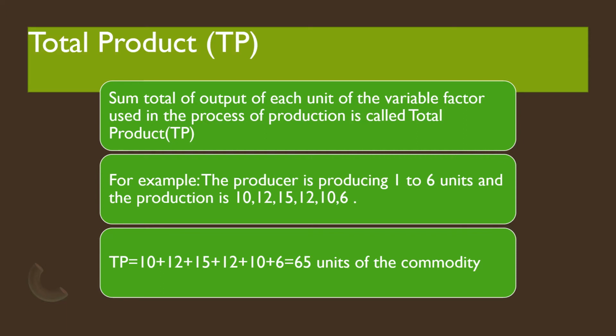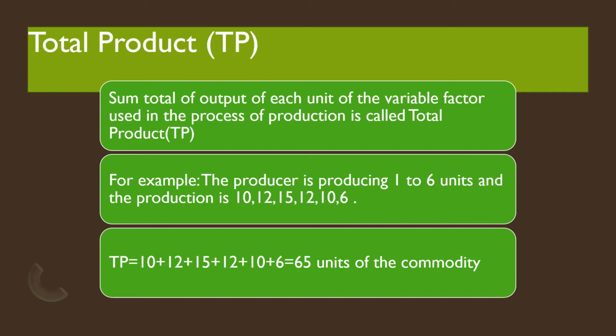6 units of output. So basically 1 to 6 units are indicating your inputs, and these 10, 12, 15, 12, 10, 6 are all the outputs produced by taking 1 to 6 as inputs for the resources. Now for this, total product is calculated as 10 plus 12 plus 15 plus 12 plus 10 plus 6, which equals 65 units of the commodity. This is basically the summation of all the output produced at each and every level of unit.